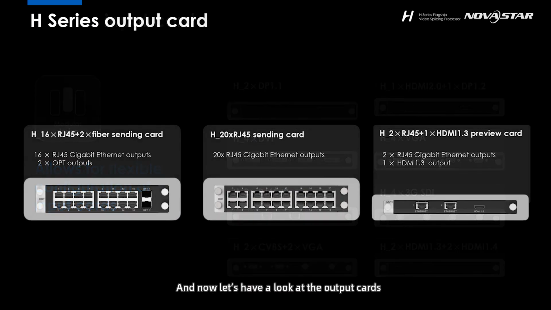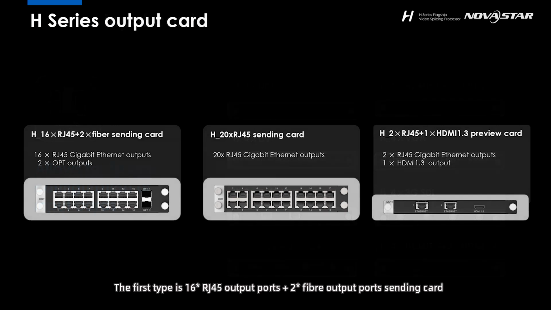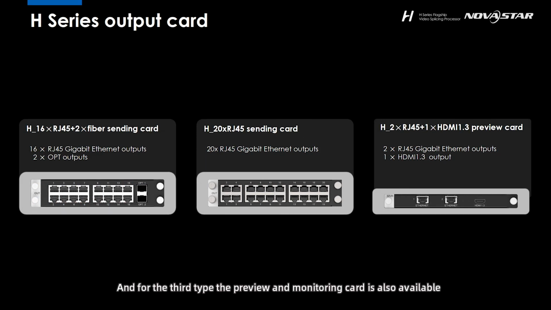And now let's have a look at the output cards. There are altogether 3 types of output cards. Well, the first one is 16 RJ45 output ports plus 2 fiber output port sending card. Okay, so this one is for the long distance transmission. Yes, exactly. And the second type, there are 20 Ethernet cable output ports. And for the third type, the preview monitoring card is also available.